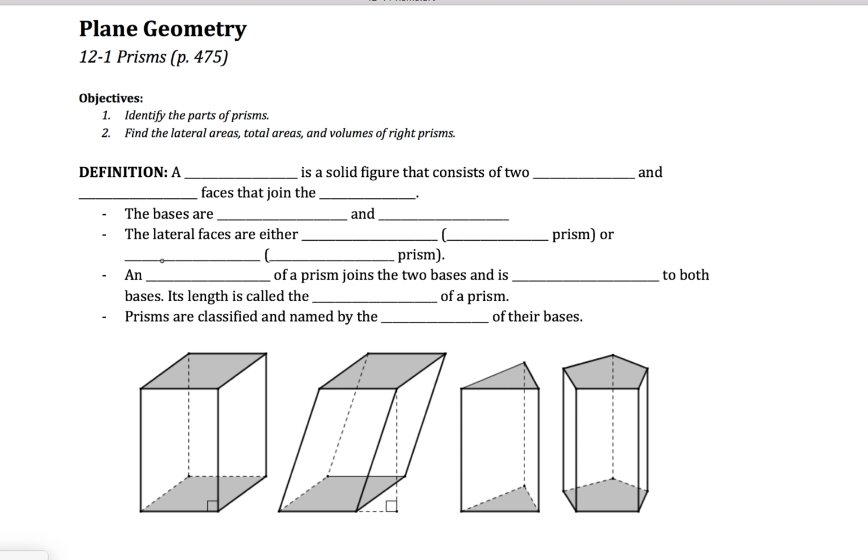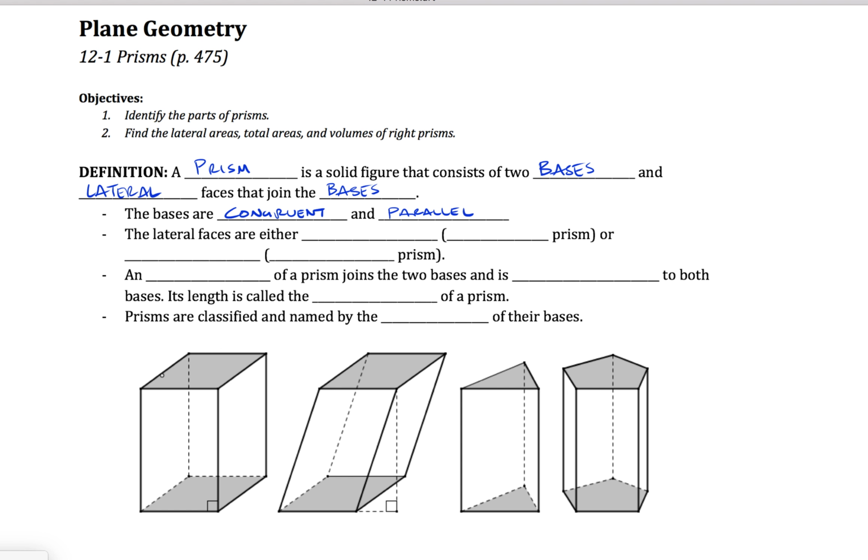First, a quick definition and some terms that you're going to need to know. The definition of a prism is a solid figure that consists of two bases as well as a number of lateral faces that are going to join the bases together. Now there's some things you need to know about the bases and the lateral faces of a prism. First of all, you need to know that the bases will always be congruent to one another as well as parallel to one another, or technically they exist in parallel planes, but we just kind of think of them as being parallel to one another.